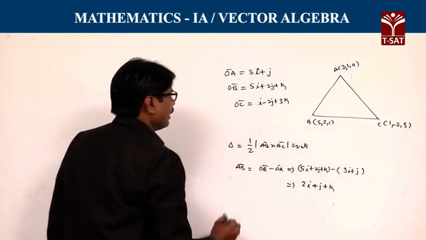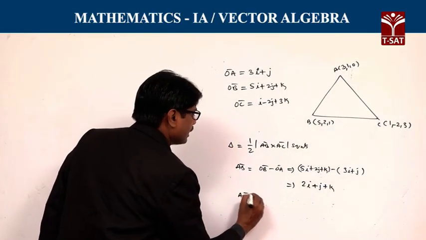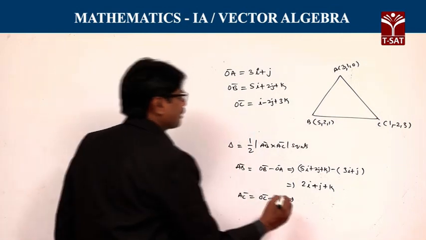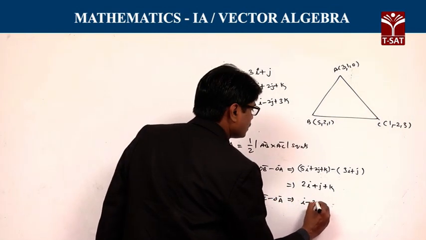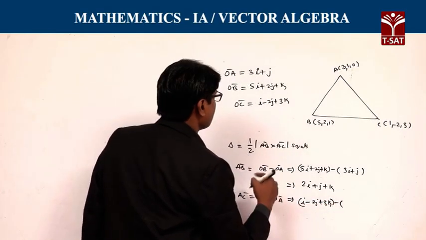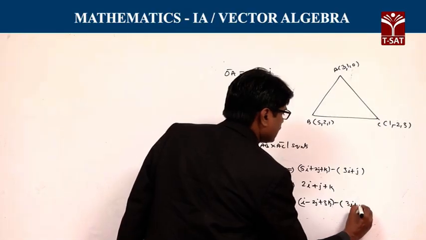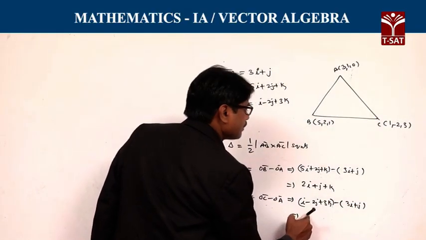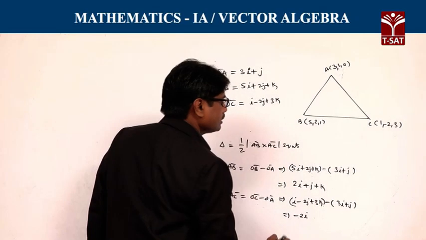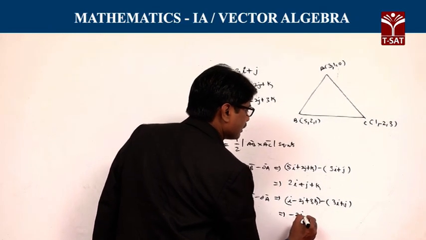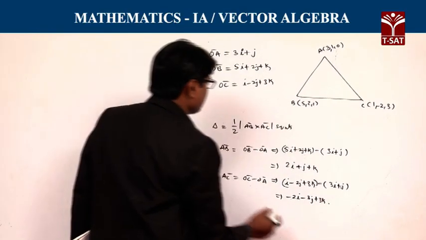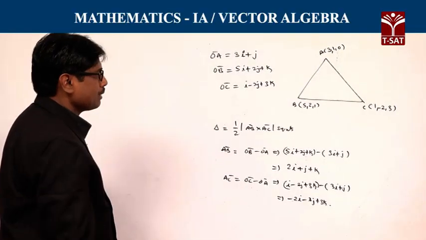Now the second adjacent side, AC bar, is equal to OC bar minus OA bar. AC bar is i bar minus 2j bar plus 3k bar subtracted by OA bar. OA bar will be 3i bar plus j bar, and i bar subtracted by 3i bar gives minus 2i bar, minus 2j subtracted by j gives minus 3j bar, plus 3k bar. So first we calculated the sides AB bar and AC bar.